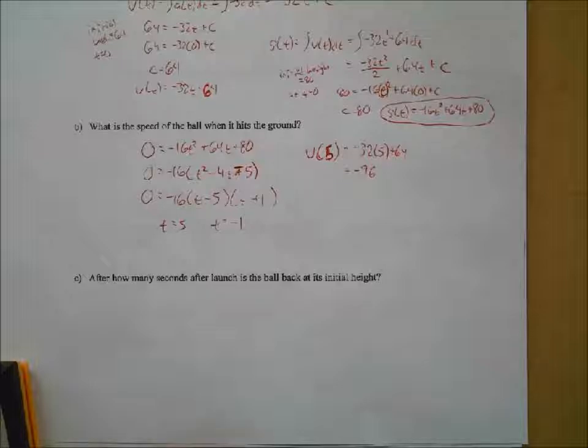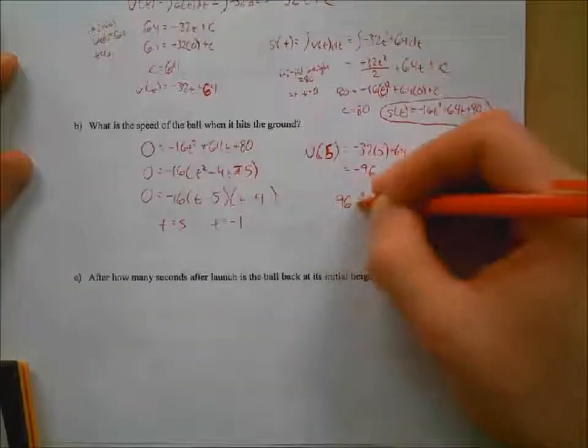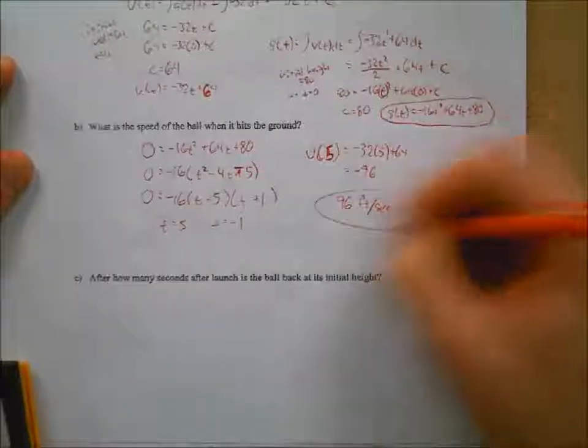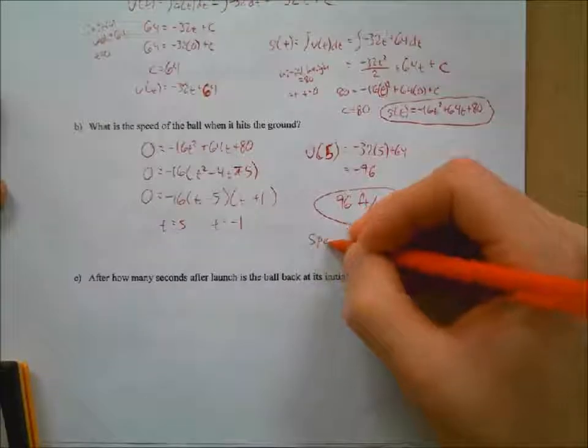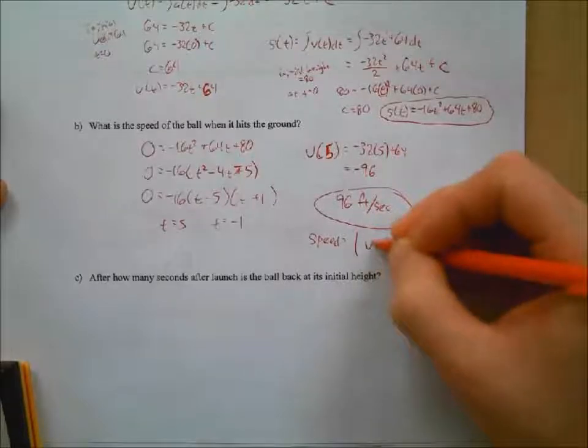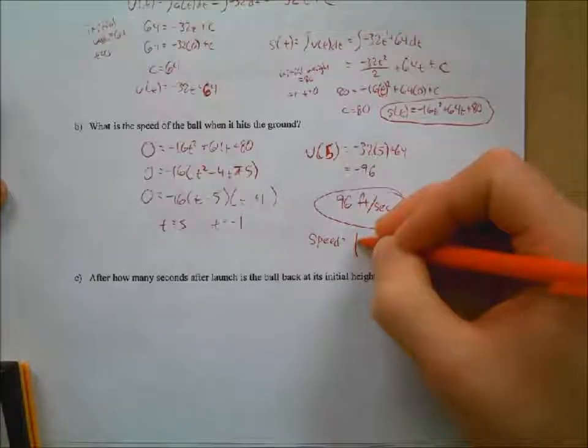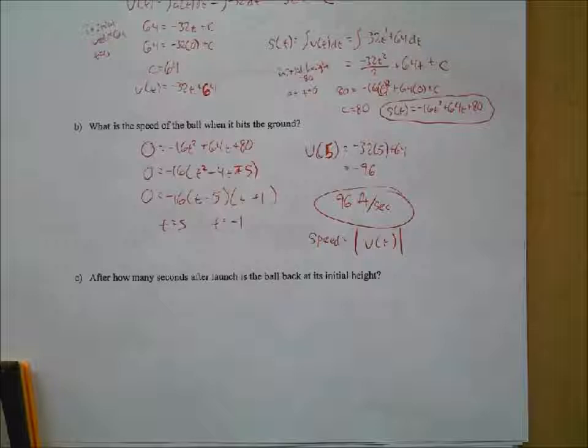No, Mr. Widmeyer. The answer is 96 feet per second is the speed. Okay, remember that speed equals the absolute value of velocity. Okay, absolute value of velocity. Okay, so 96 feet per second.